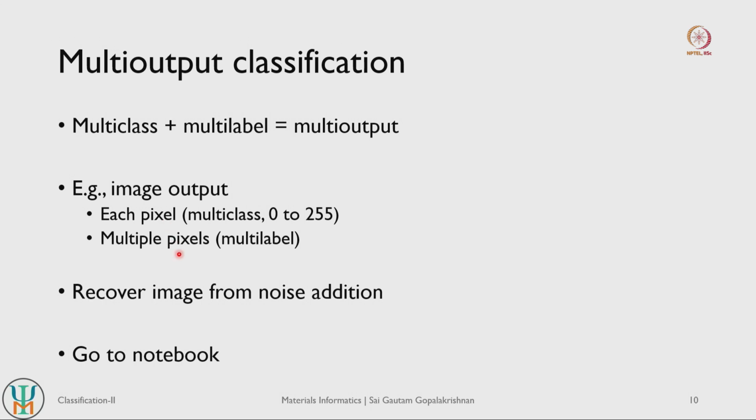So you also need to give multiple predictions for each image. If you want to reproduce an image, let us say you have a noisy image and you want to reconstruct the original image. For each pixel you have to make a prediction, and you have to make predictions for multiple pixels. So for each pixel you are doing a multi-class classification, and for each image you are predicting multiple pixels, so that is a multi-label classification. When you do both of them combined, that is referred to as multi-output classification.